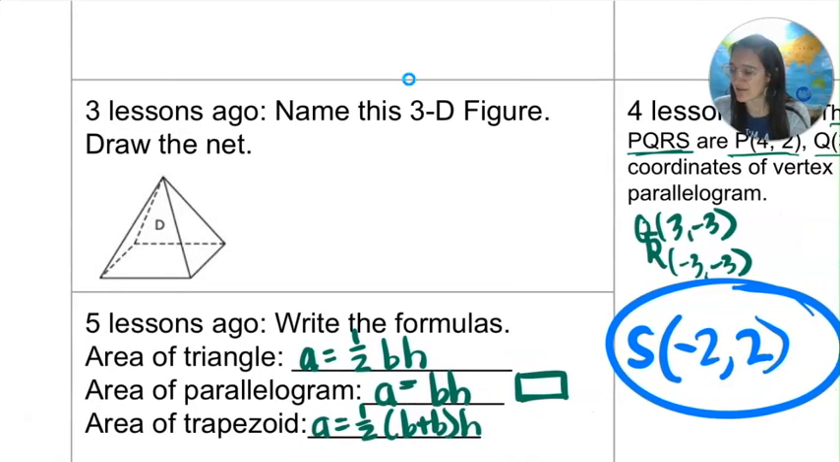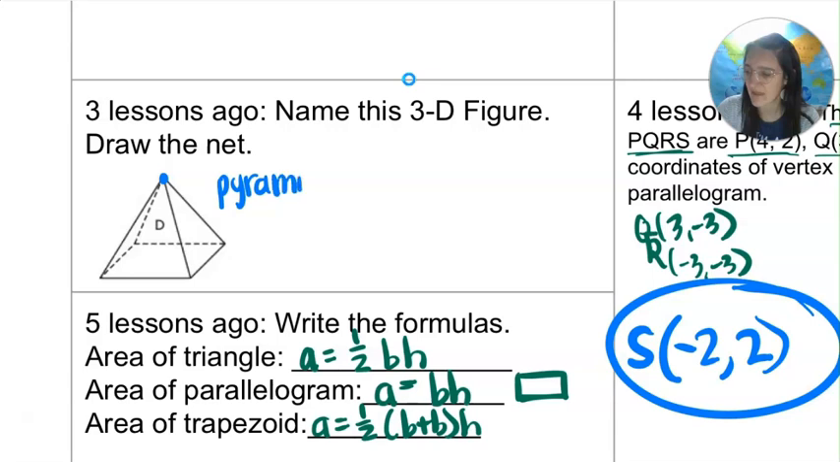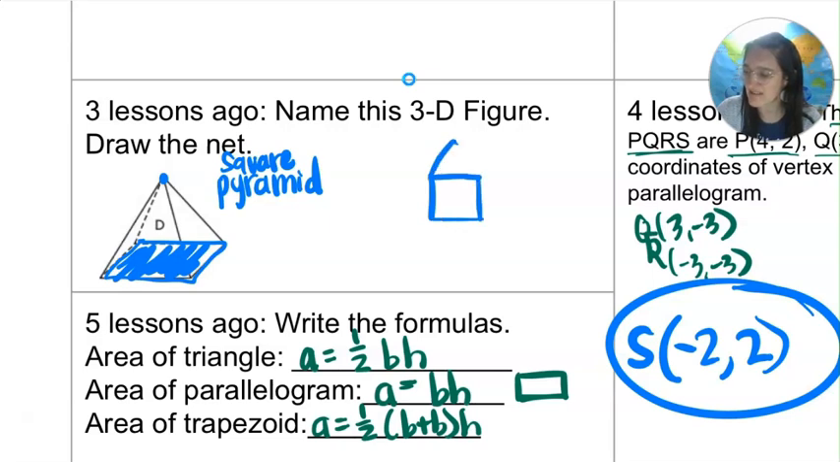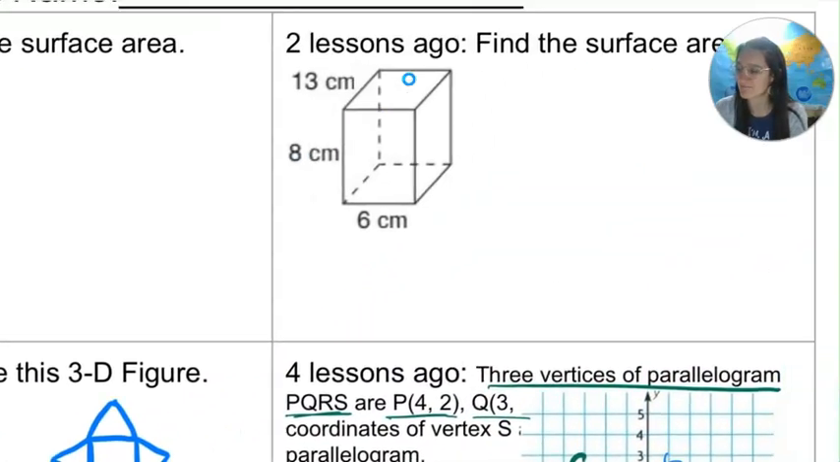Name this 3D figure. This comes to a point, so we've got ourselves a pyramid. And then what is that base right there on the other side of the point? It looks like it's probably a square. So the net will be a square. And then because it's a pyramid, it has all these lateral faces that are triangles. That is the net for a square pyramid.